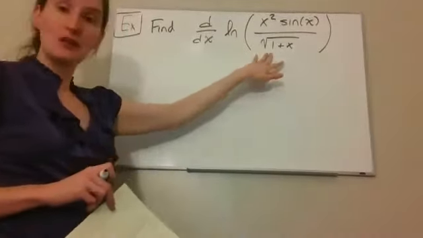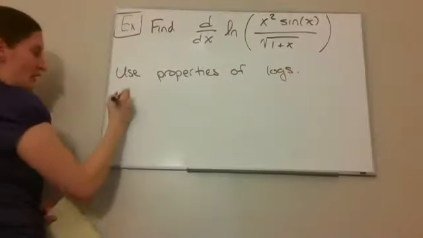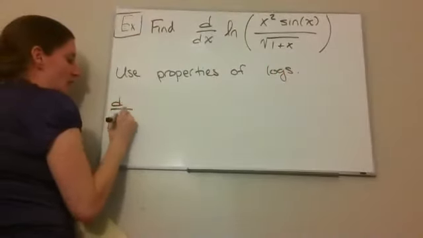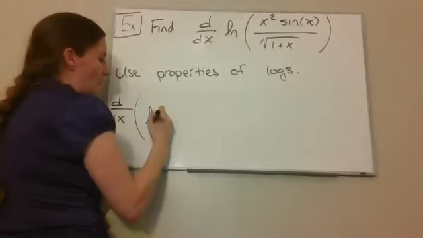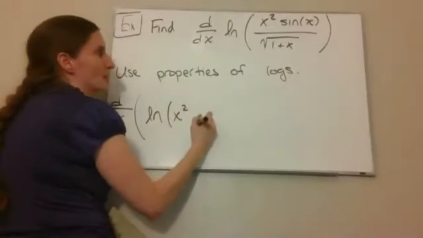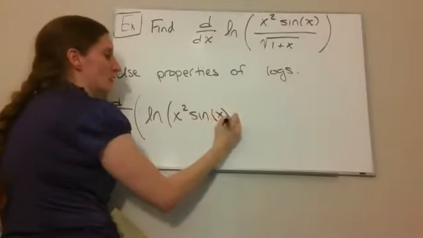So we're going to use our properties of logarithms. I'm going to instead do the derivative of, well, this is log of a quotient, so this is natural log of the top minus natural log of the bottom. And I'm going to rewrite the one in the bottom with a 1/2 power instead of a square root.